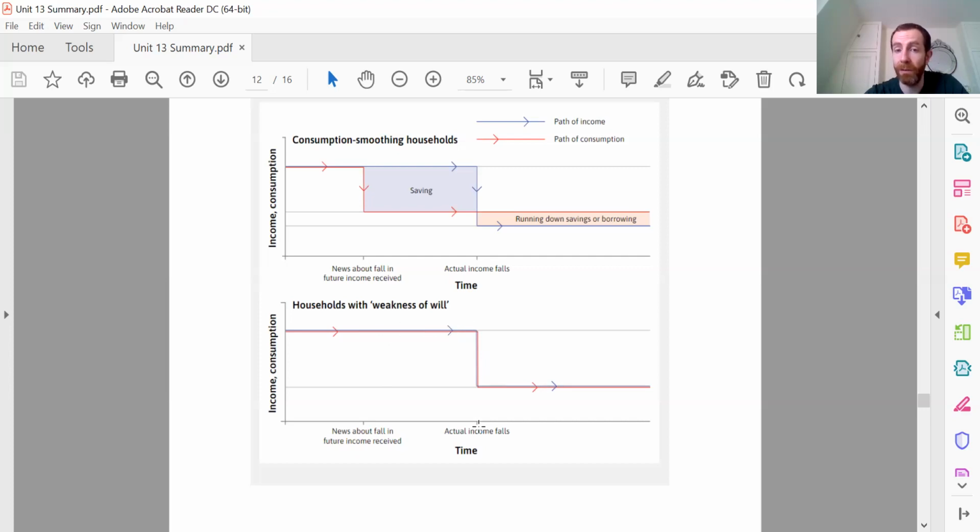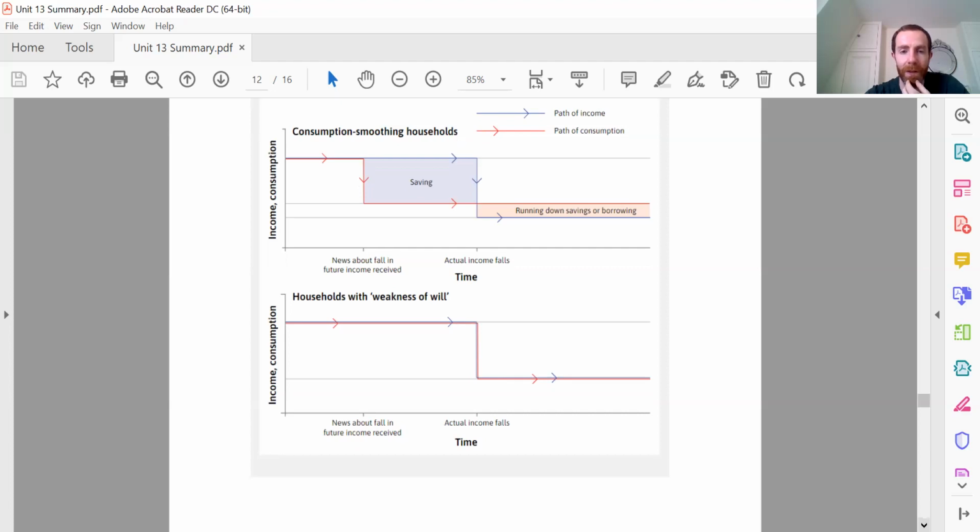So then when their income does actually fall, they're just going to have to lower their consumption to that new level of income. And again, no smoothness here, right? Just a sudden jump from a high level to a low level of consumption. And that's what we mean by weakness of will. There's a desire to maybe try and do the right thing, or a desire to try and smooth consumption, but households just struggle to follow through on the plan that would allow that to happen.